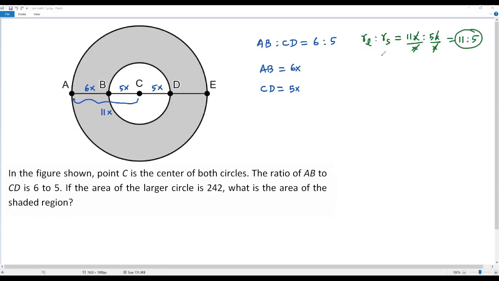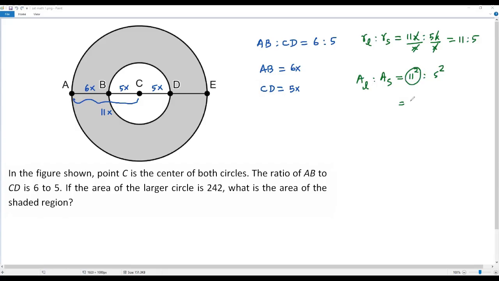From the ratio of the radii of the two circles, I'll be able to get the ratio of the areas of the two circles, that is the area of the larger circle to the area of the smaller circle. To get the ratio of the areas, I have to square both the terms. When I square this one, I'm getting 11 squared, and when I square this one, I'm getting 5 squared. So this is the ratio of the areas of the two circles.